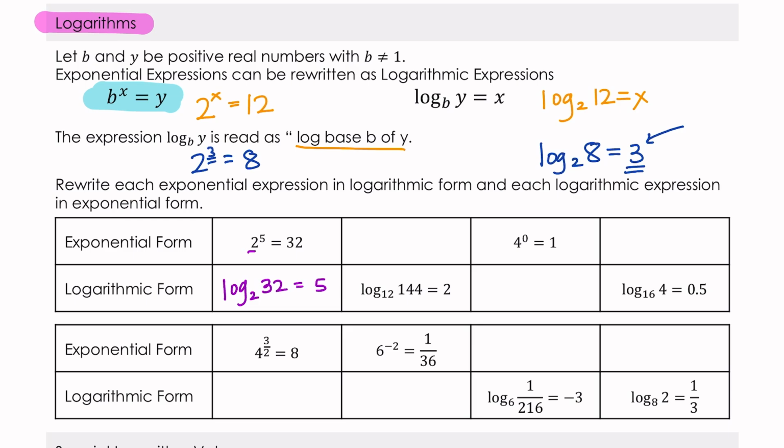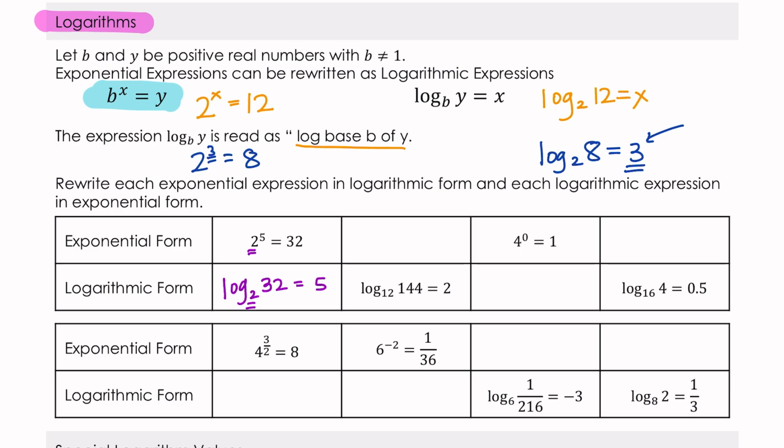The base, we always say the base is 2. Well, here the base is 2. Log base 2 of 32 is 5. Your answer is the exponent. Okay, so going the other way, if I have log base 12 of 144 equals 2, well, that is equivalent to saying 12 squared is 144. Like we can go both directions.